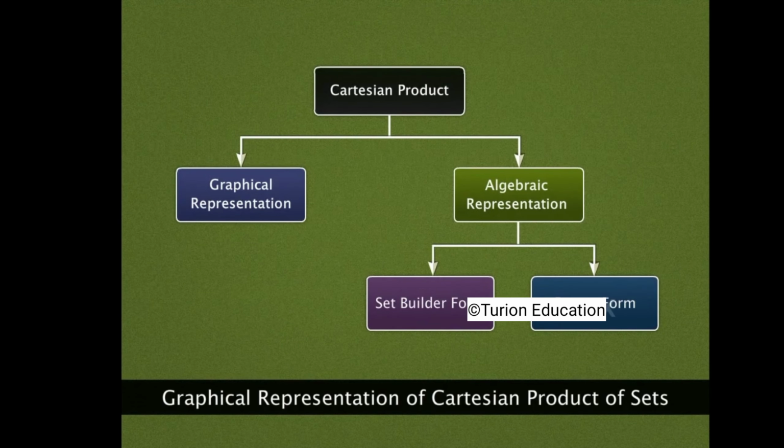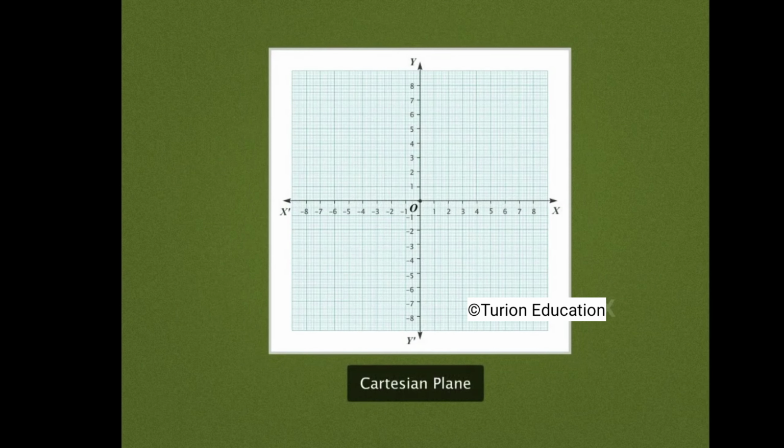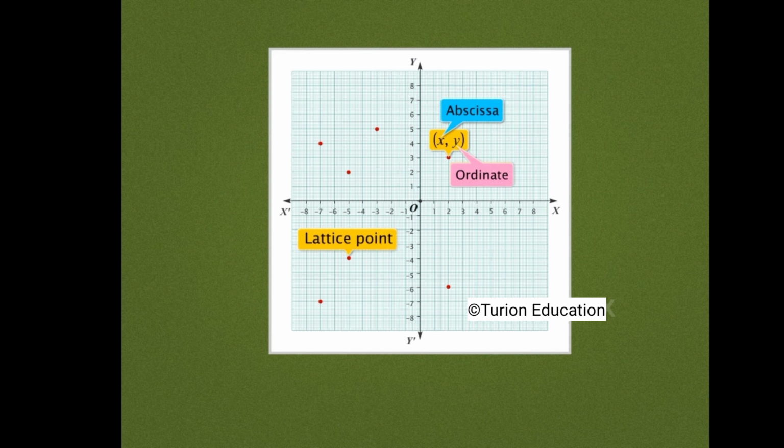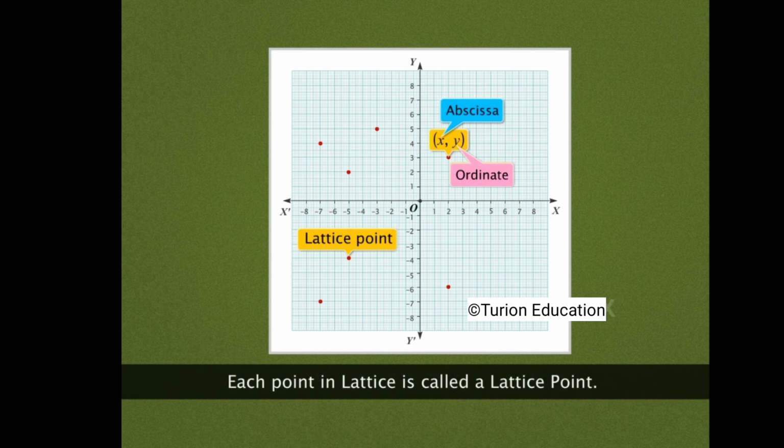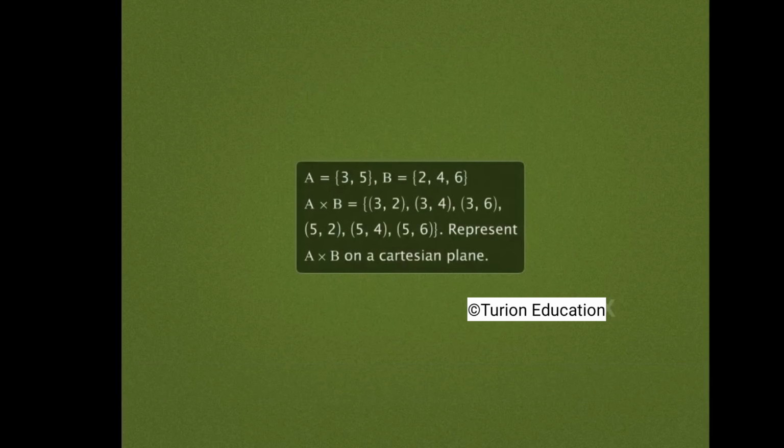Let us now see how to represent the Cartesian product of sets graphically, first in the Cartesian plane. Recall that we can represent every ordered pair as a point in the Cartesian plane. The first and second elements of the ordered pair are the abscissa and the ordinate, respectively. This diagram is also called a lattice, and each point marked to represent an ordered pair is called a lattice point. Let us represent the Cartesian product of the two given sets graphically in the Cartesian plane.